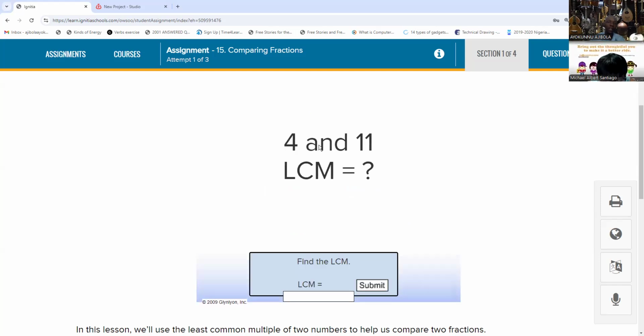So it says, what is the LCM of 4 and 11? That should be 44 because 11 is a prime number. Once we're dealing with a prime number, we just multiply straight away because we can't find any number that they will both have as a multiple. So the least common multiple of 4 and 11 is 44.